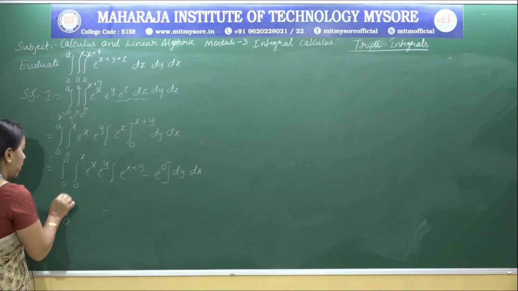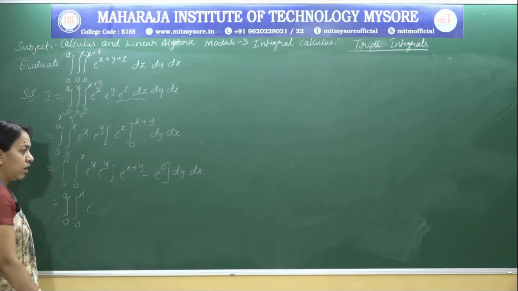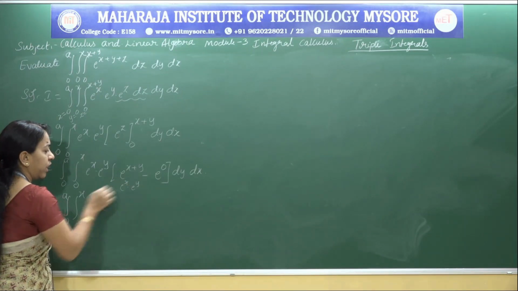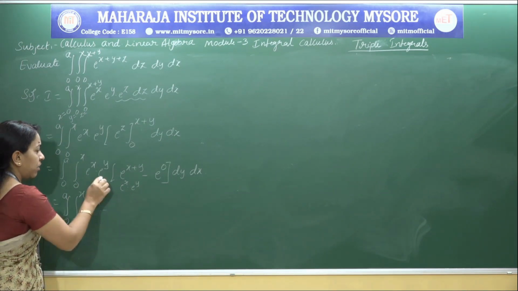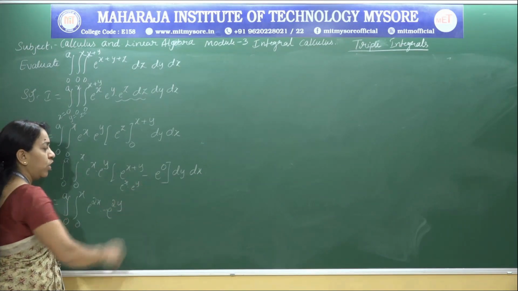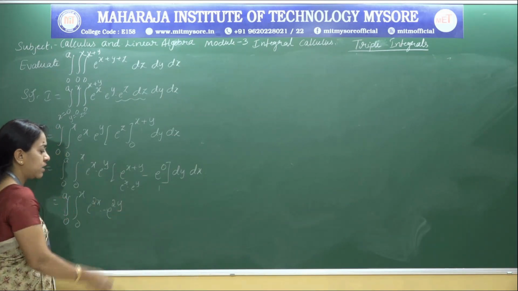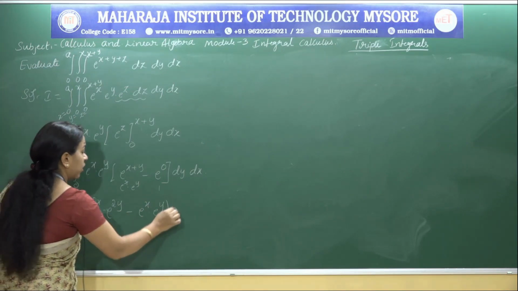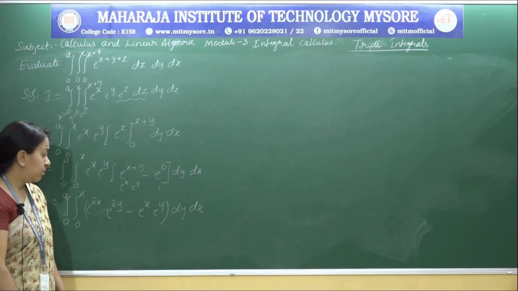So integral 0 to a, integral 0 to x, e power x into e power x will be e power 2x. I can split this as e power x into e power y, right? So e power x into e power x is e power 2x into e power y into e power y, e power 2y, and of course we know e to the power of 0 is 1, right? So 1 into e power x and e power y is e power x into e power y dy dx. So we remain with x and y variables now.